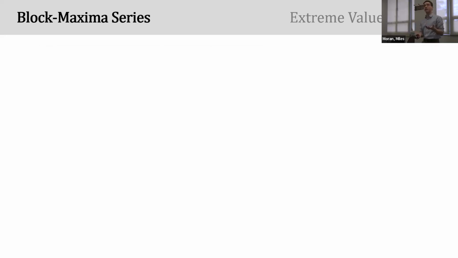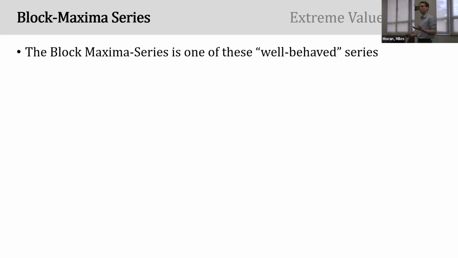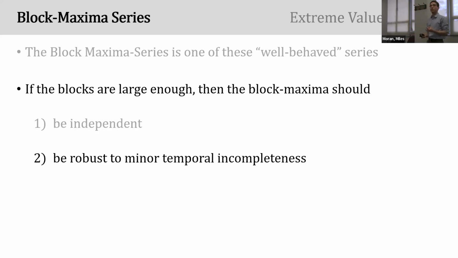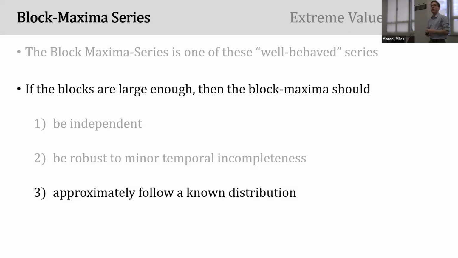I said that the block maxima series is well behaved, but to be more specific, what I mean is that if these blocks are large enough, like the span of a year, then the block maxima should have a couple nice properties. One, they should be temporally independent, right? They should also be robust to minor temporal incompleteness, right? If these blocks are a year long, then missing a couple of values like a day or even a whole week shouldn't usually have that much of an impact on what the actual sample maximum is. But the best part of this is that the block maxima approximately follow a known distribution.